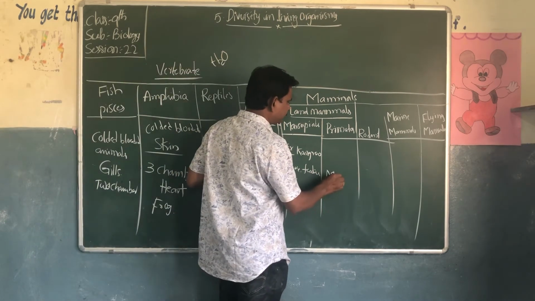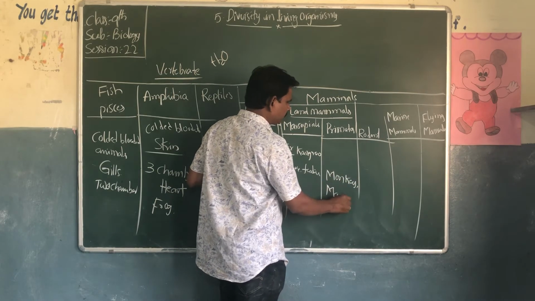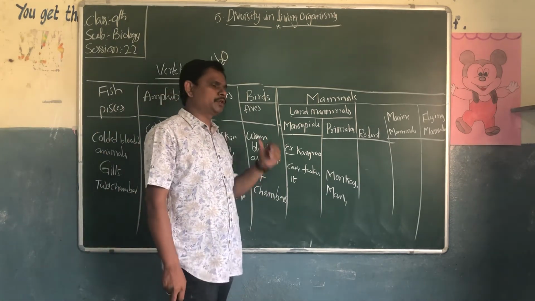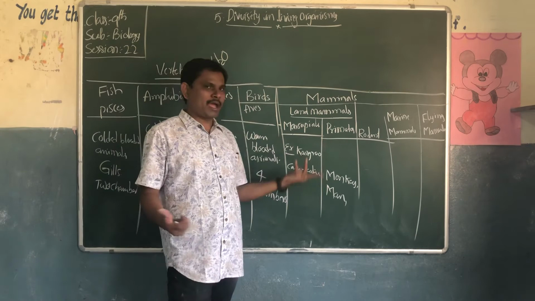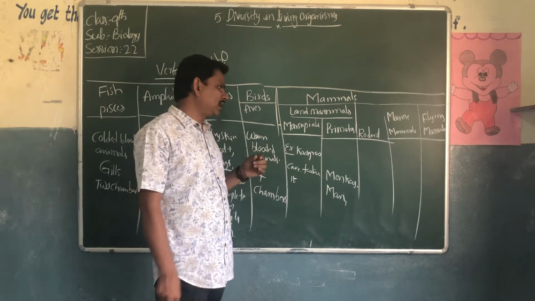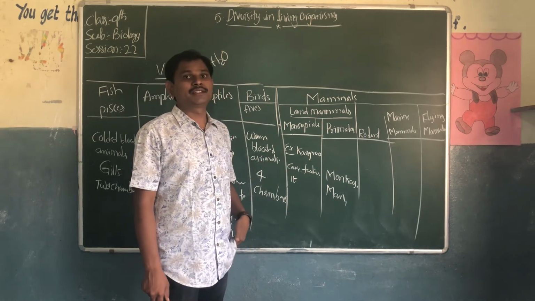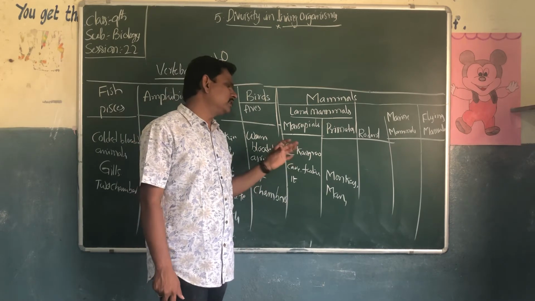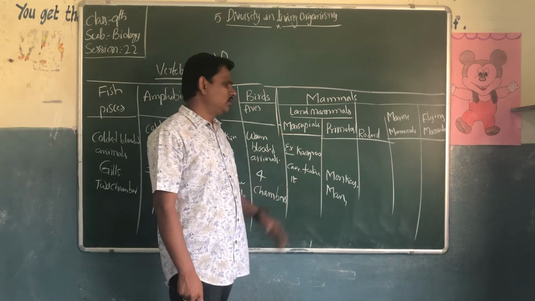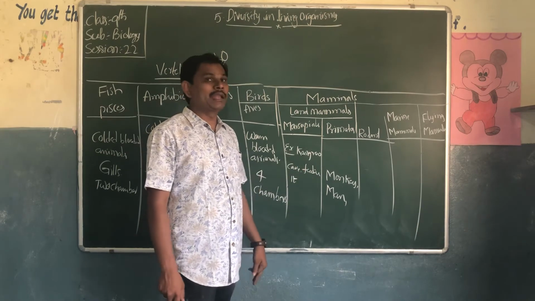Next is monkey and man. Monkey and man. These are well developed animals when compared to the other organisms. They have hands and legs, so they have more knowledge compared to the other animals. The monkey is also a very intelligent animal. They will also act like human beings. So primates, the premature animals.